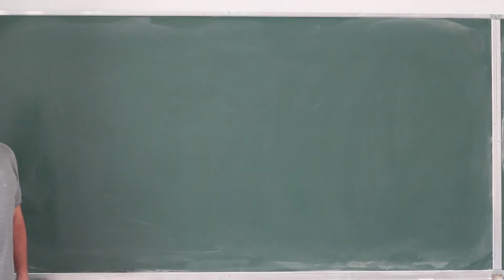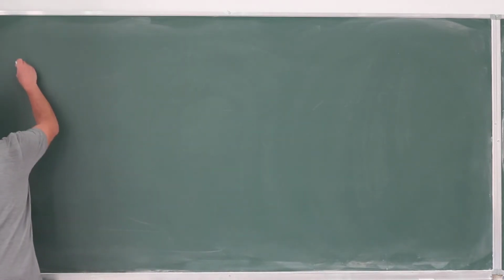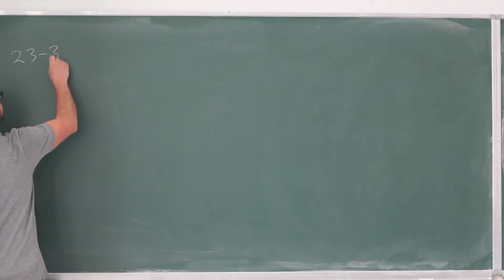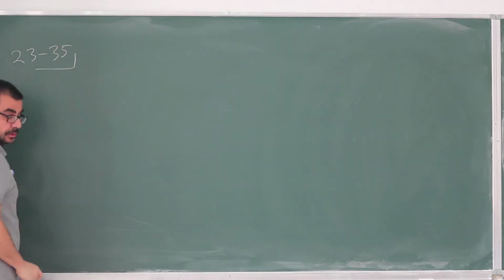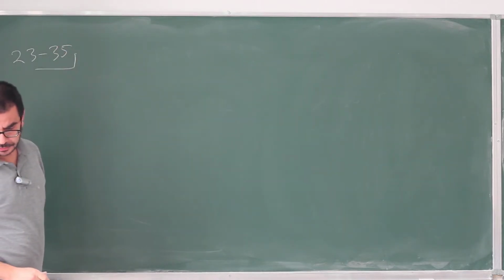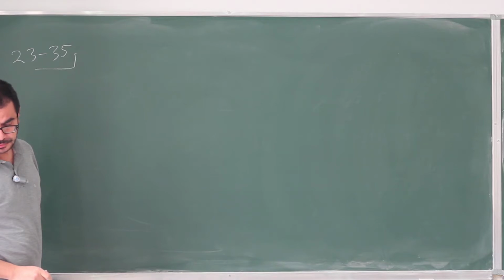Okay, so now I want to look at problem 35 from chapter 23. Here we have a flat ring of inner radius R1 and outer radius R2 that carries a uniform surface charge density sigma, and we are to determine the electric potential at points along the axis.